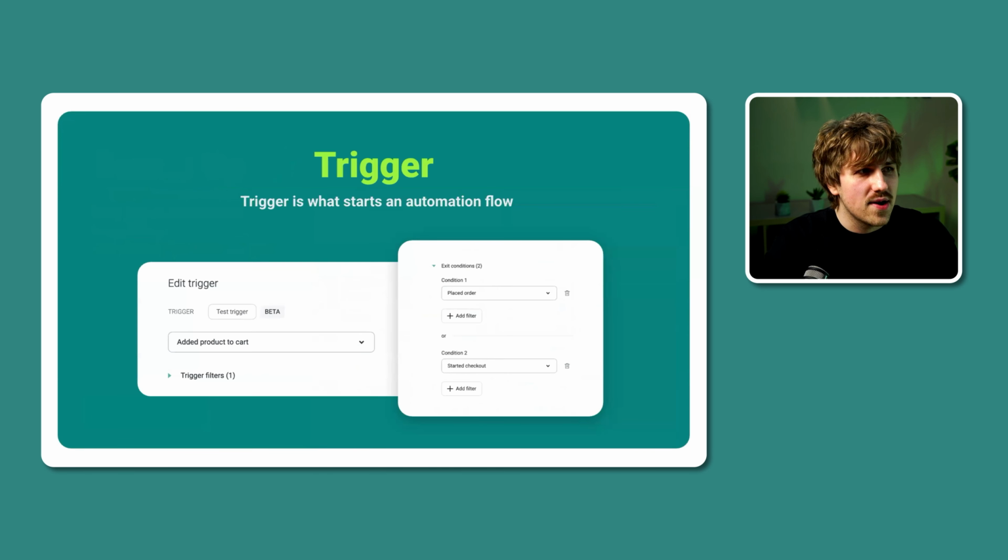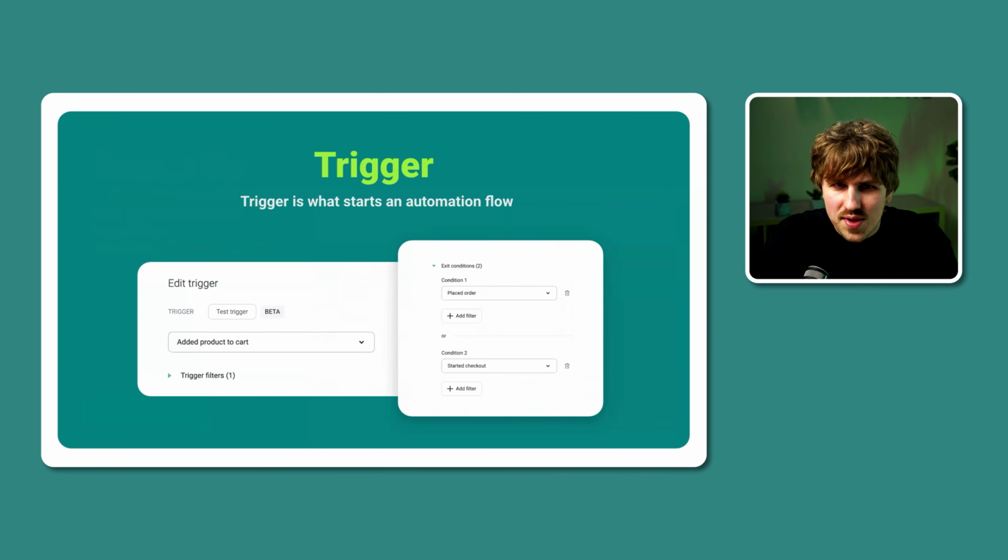And let's start with the trigger. Let's start with automation basics still. The trigger is what starts the automation flow. As you can see, it's very simple to set up. On the left side, you'll see what the trigger is. You have to select it from the dropdown. And also keep in mind that there are exit conditions.